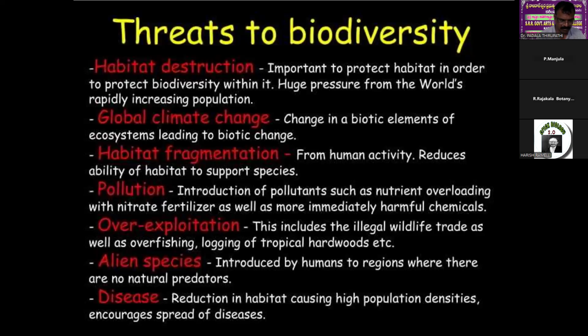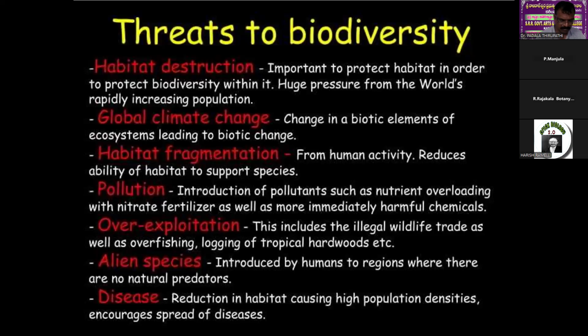Another one is habitat fragmentation. From human activity, it reduces the ability of the habitat to support the species. So global climate change is due to human activity, and habitat fragmentation is also due to human activity.